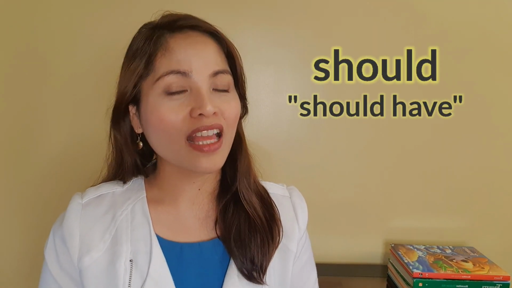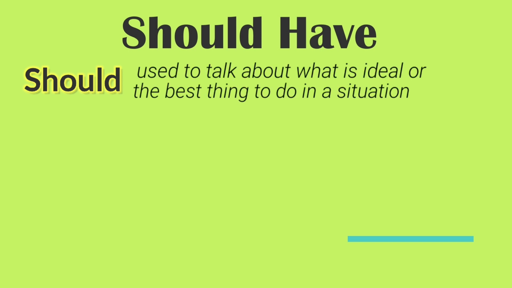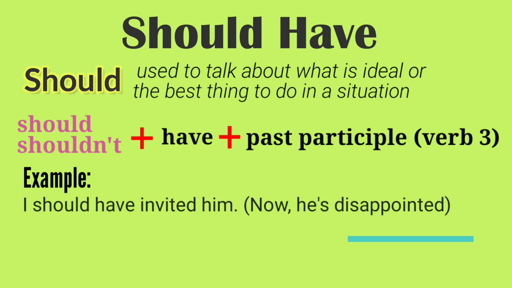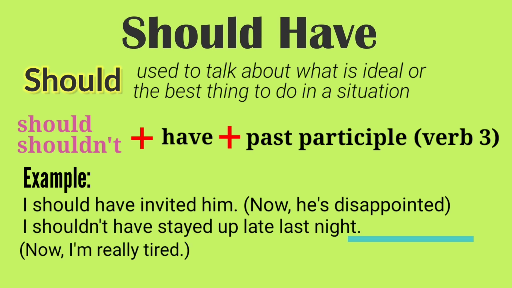Regret may also be expressed using the modal auxiliary verb should. This is how you structure it. Should is a modal verb which is used to talk about what is ideal, or the best thing to do, or the right thing to do in any situation. To express regret, we use should or shouldn't plus have plus past participle. For example, I should have invited him. Now he's disappointed. I shouldn't have stayed up late last night.